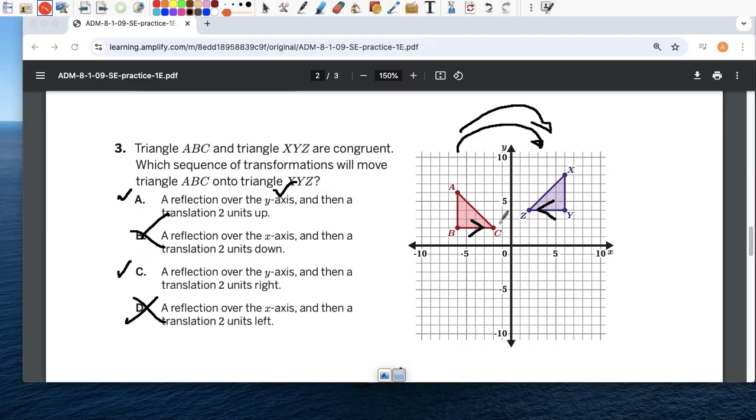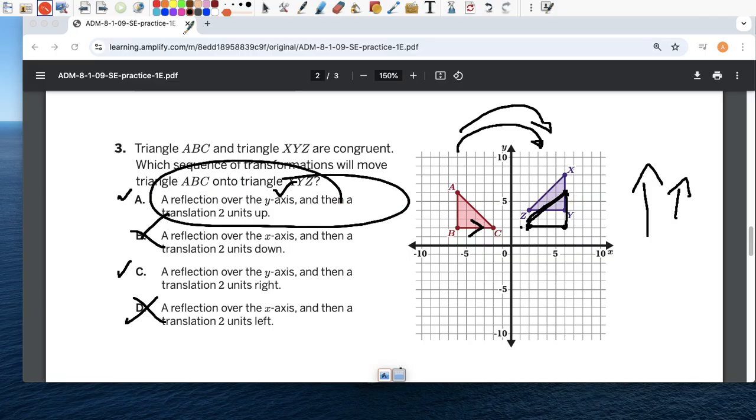And then after you reflect, so after this triangle moved to the other side, guess what? It went up. So I hope you can see that this triangle here, and then I'll do the translation. I'm not going to do a perfect translation, but so it moved. So if you translate, it would first come here. And what do we do after that? We moved up how many? 2 points. So A is the correct answer. So are they congruent? Yes.